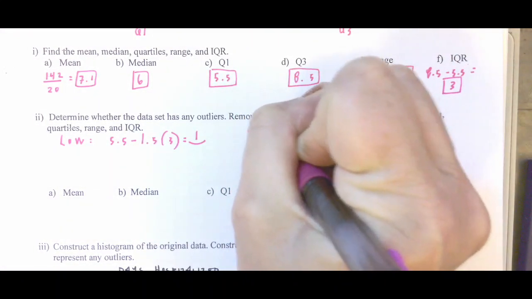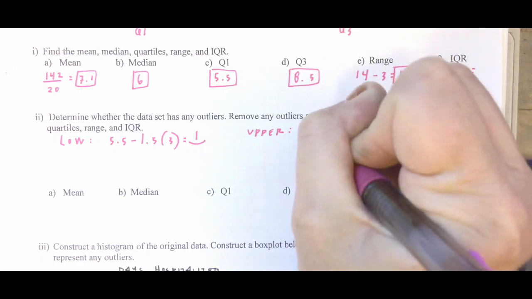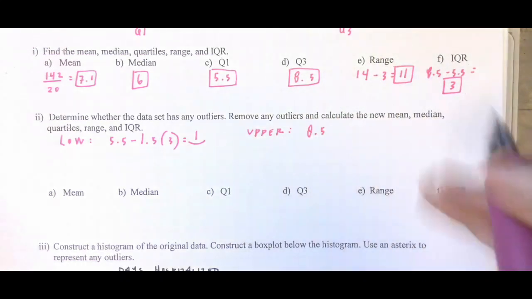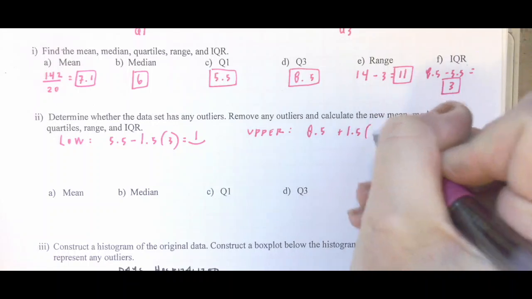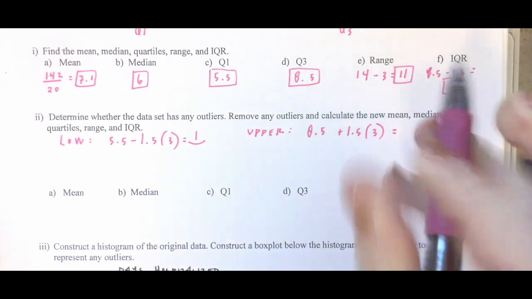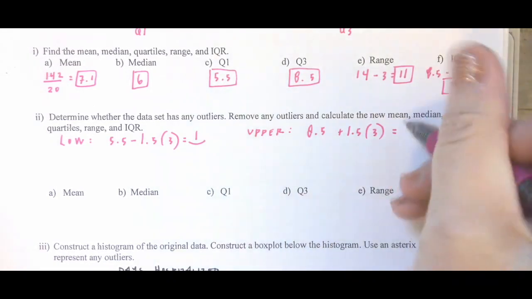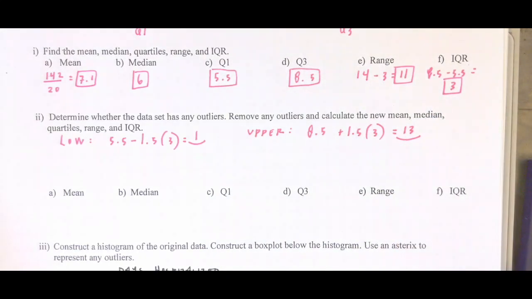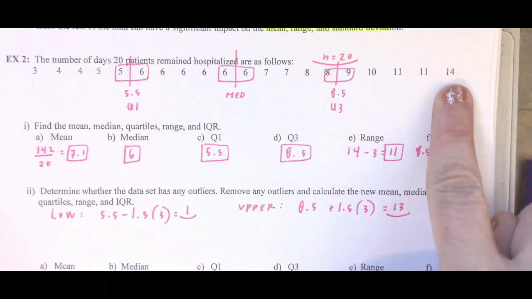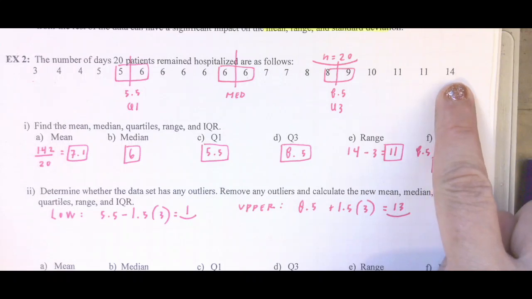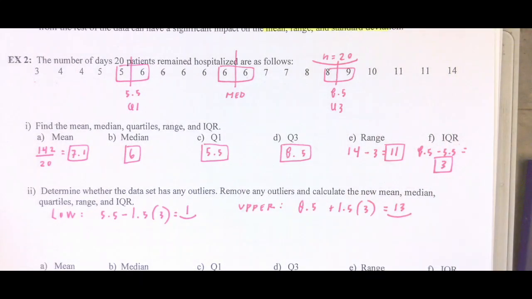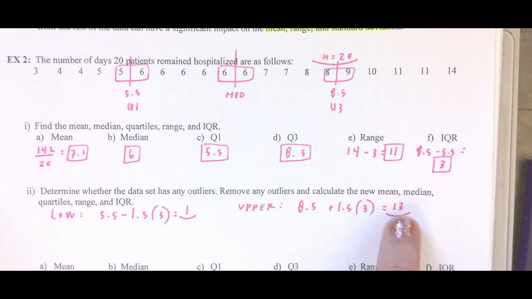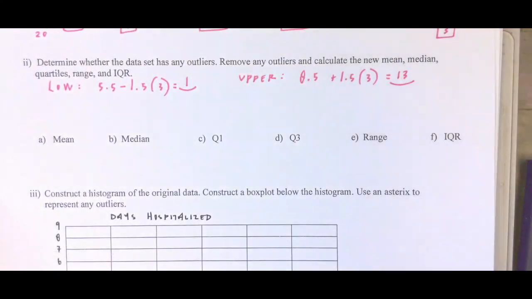The upper boundary, 8.5, that's my Q3, plus 1.5 times 3, that's my IQR. So 8.5 plus 4.5 gets me 13. So if I go back to my data, I see, oh, that 14, that's an outlier. It's above 13. If I had a data point at 13, not actually an outlier. We'd still put eyes on it, but we're looking at something that comes in above this value, not equal to this value. So 14 is my outlier.